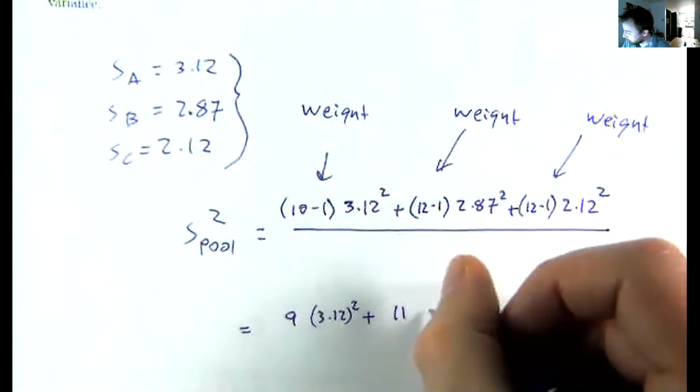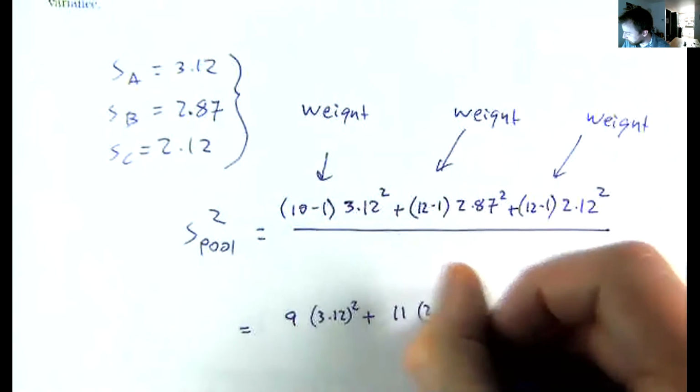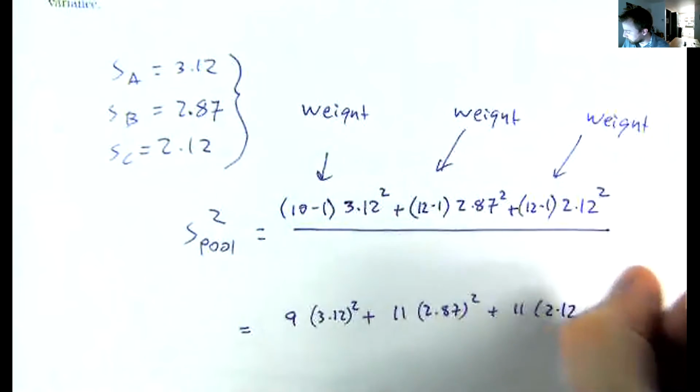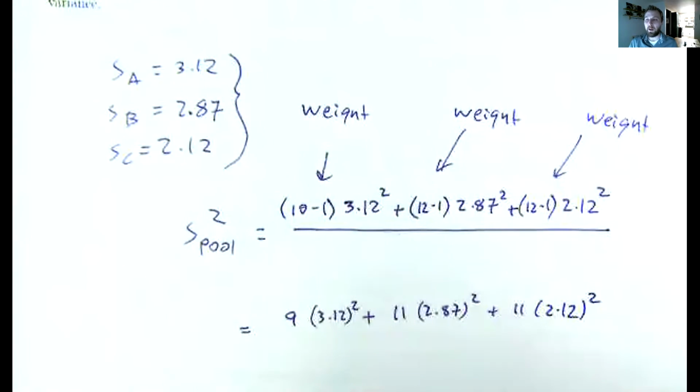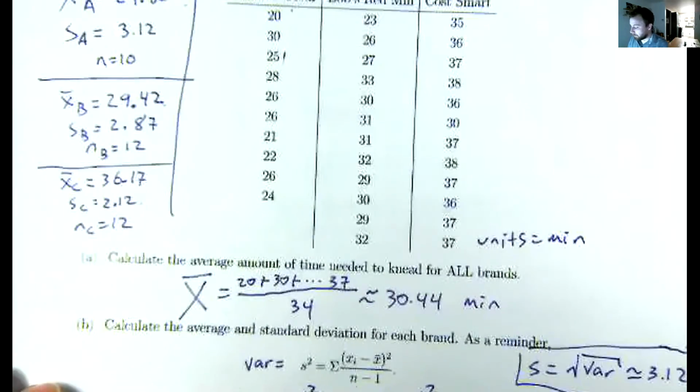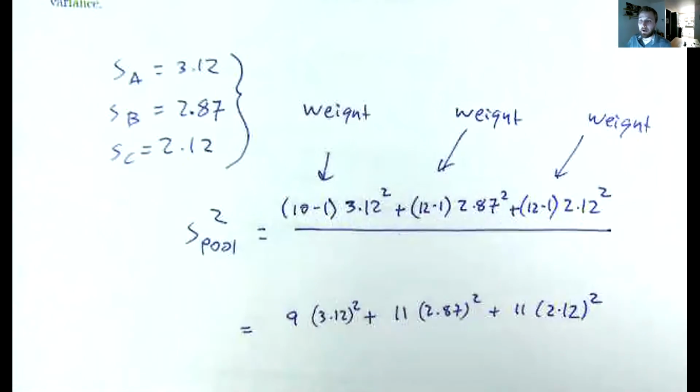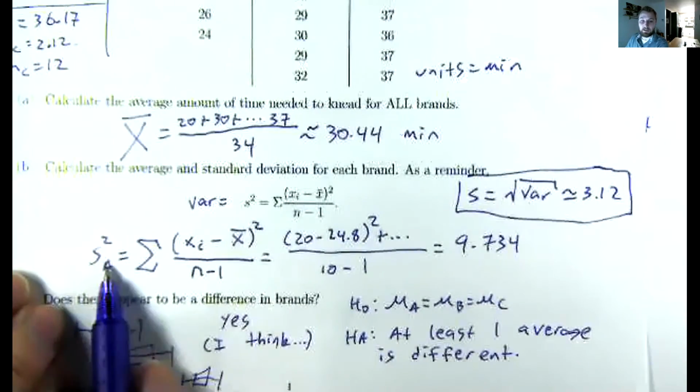Second one is 11 times 2.87 squared. Last one is 11 times 2.12 squared. If you're wondering, well, why the heck am I multiplying by the degrees of freedom here instead of just the sample size? I just want to look back at something from this first page. What I'm really trying to do is get all of these individual variations of values minus center squared. So I'm actually trying to cancel out each of these denominators for each of these fractions that I would have when I'm looking at those variances.